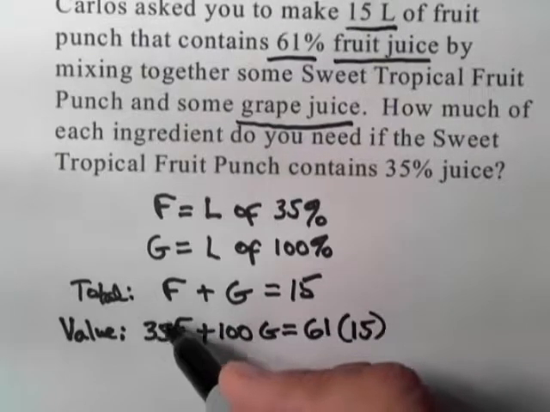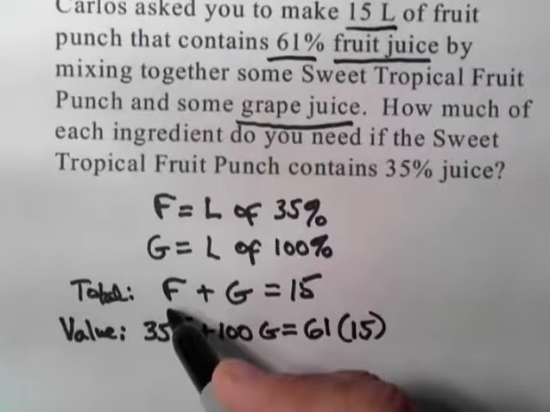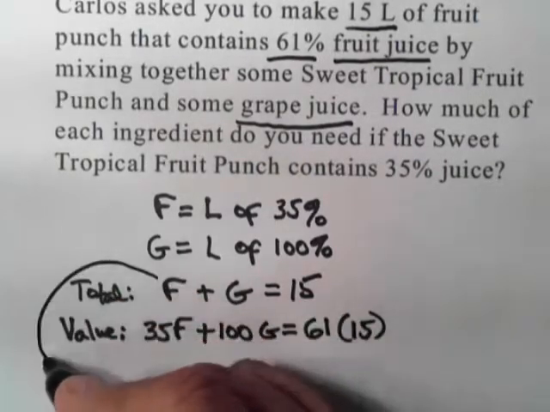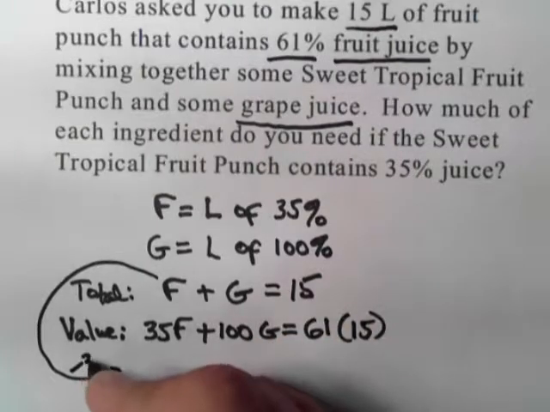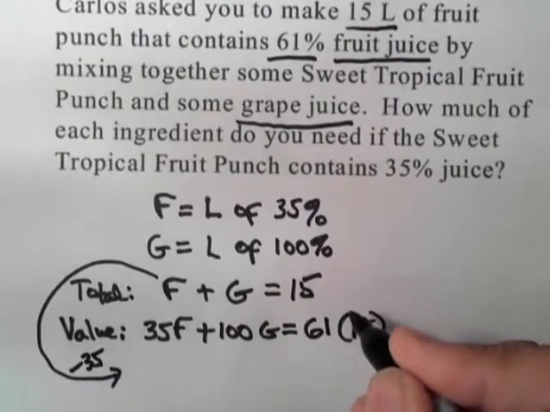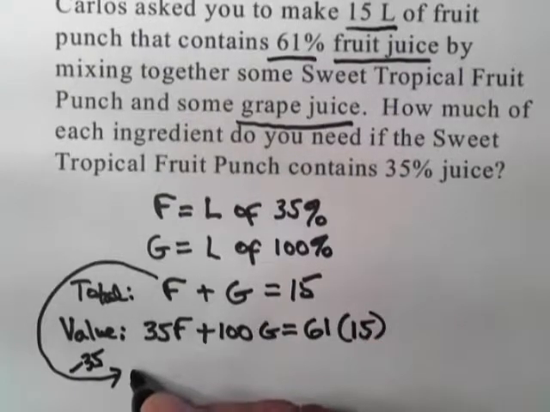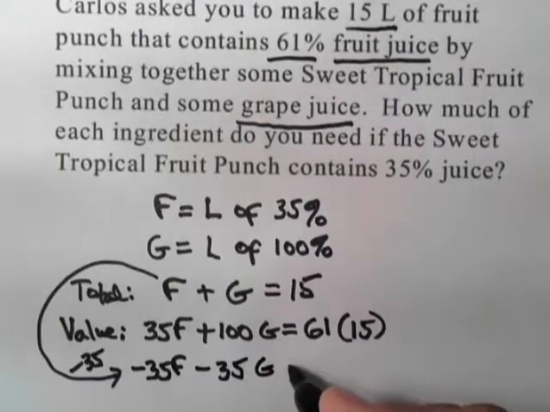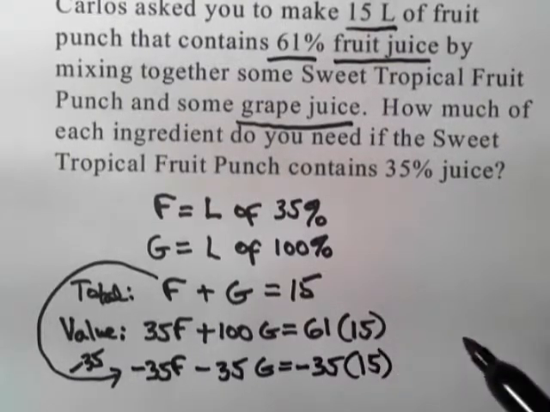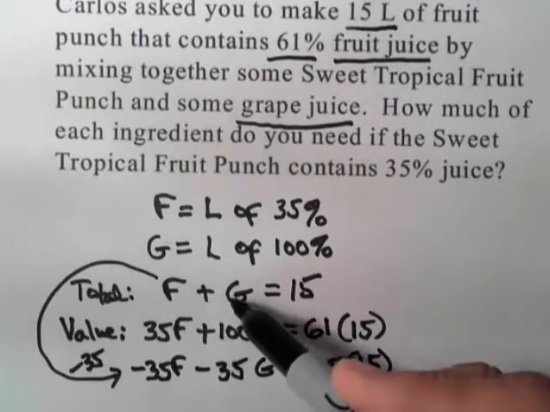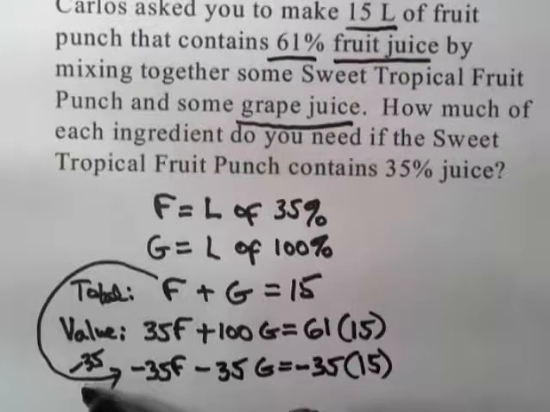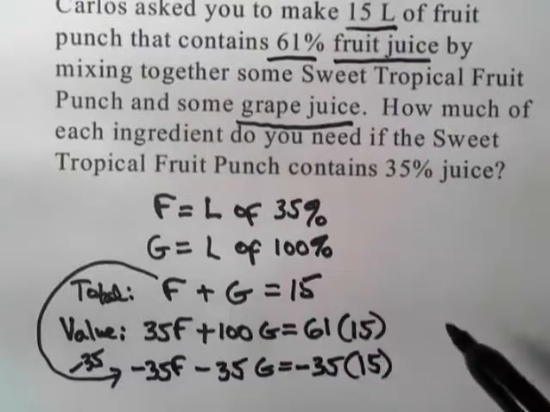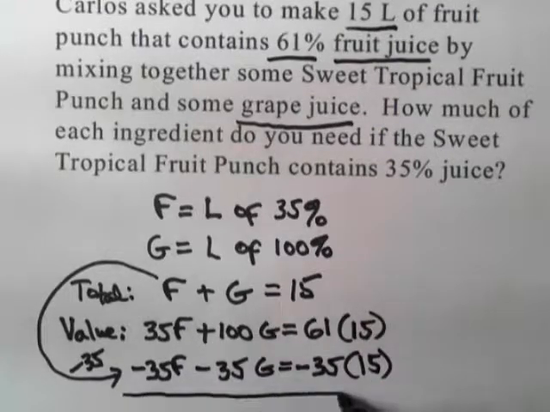The guy with the smallest coefficient is the tropical fruit punch here with the F. So I'm going to take this guy here and multiply him by negative 35. And you got to multiply everybody. Remember, this is a balance scale thing. So negative 35 times F, negative 35 times G equals negative 35 times 15. Now again, what I did here was just take the total equation, multiply everybody by negative 35. Why did I pick negative 35? Well, I decided I wanted to eliminate the F's. Okay, and now let's see what we end up with.